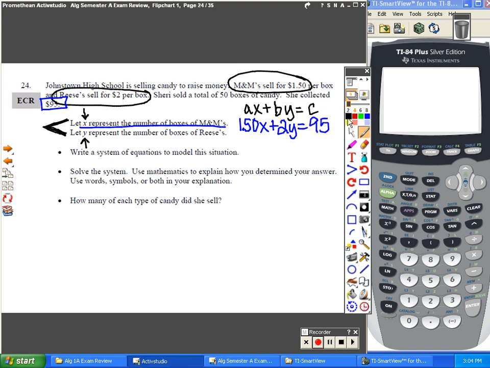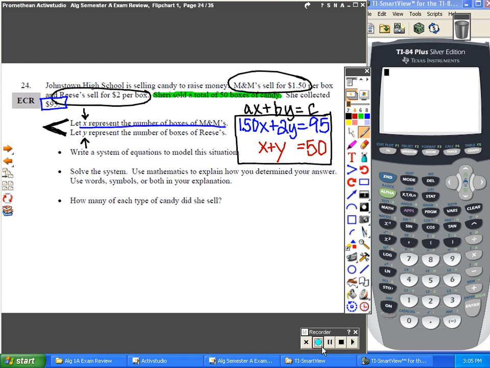Now, the second equation in here, you might have missed it first. The second equation is found right in this sentence. The fact that Sherry sold 50 total, that's actually a very simplistic equation, but a lot of people miss it. All it means is that if you add the number of boxes of M&Ms to the number of Reese's, you get 50. These two equations are how you're going to solve this problem.